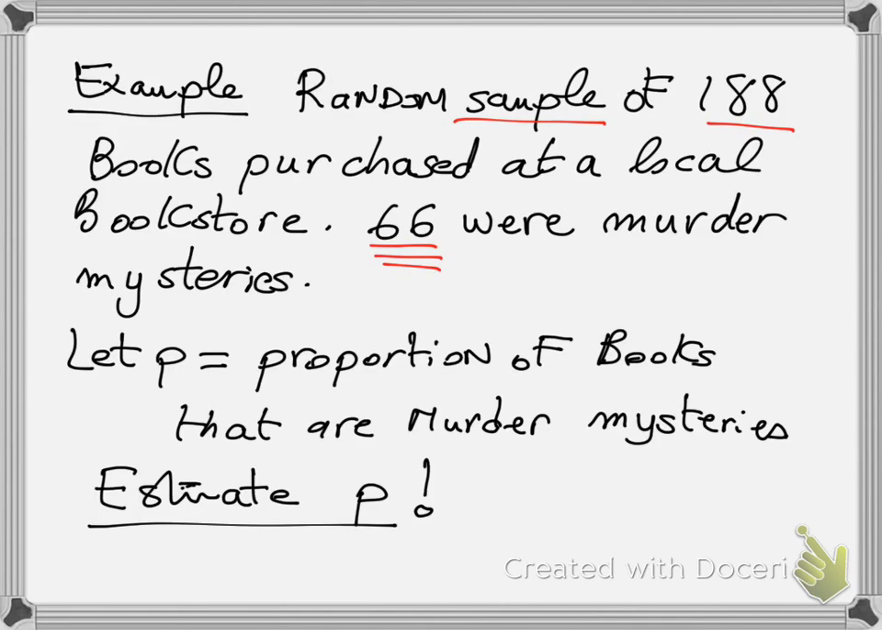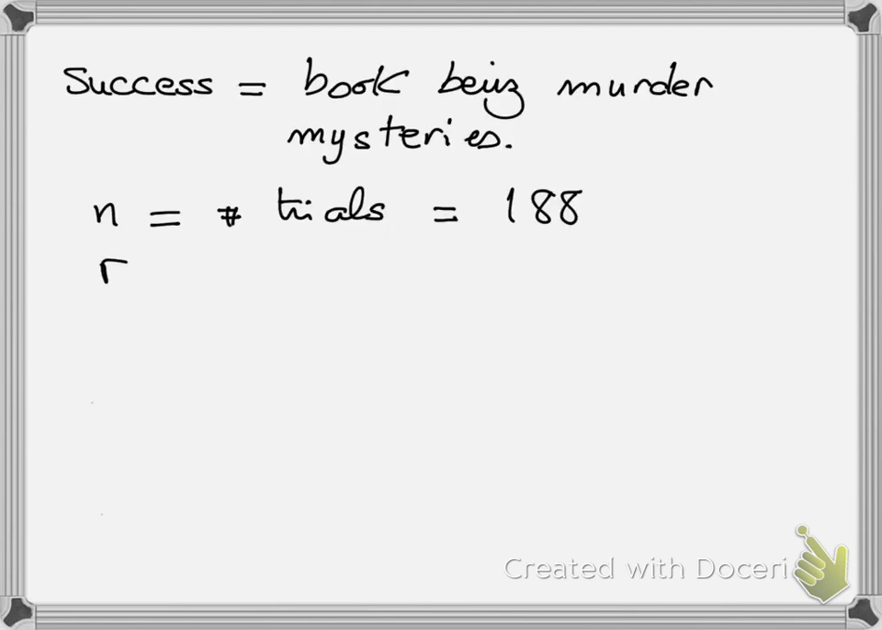What's the number of successes? We have 188 books, and we know that 66 actually were murder mysteries. So the number of successes, R, is 66.